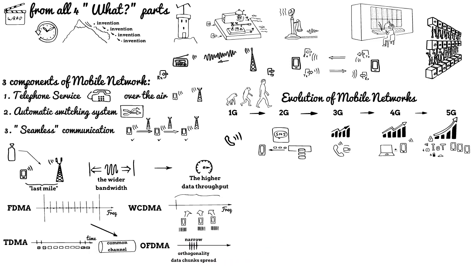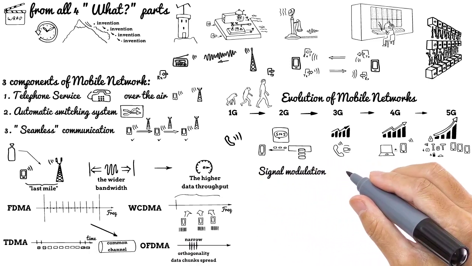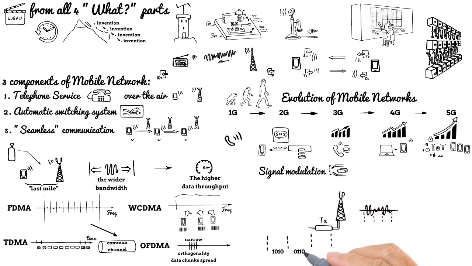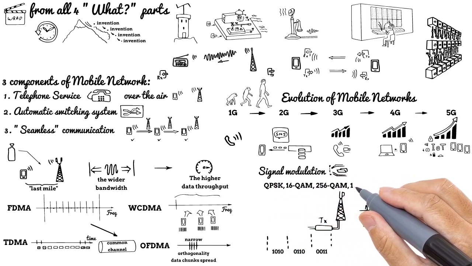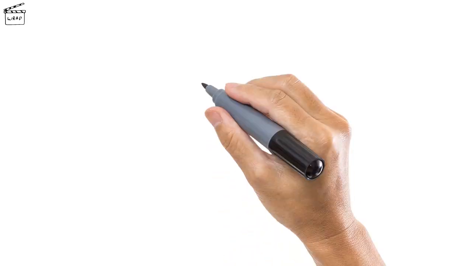Third item allowed to increase throughput even more was special modulation of radio signal, which we compared to kind of archiver, amount of data squeezer over the air. Remember QPSK, 16 QAM, 256 QAM, 1024 QAM modulation examples.